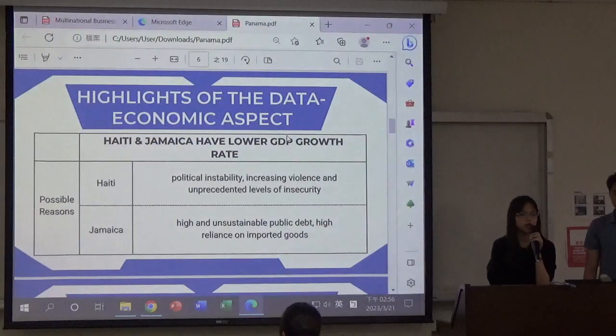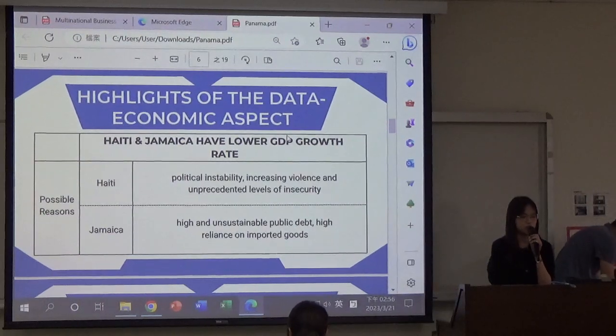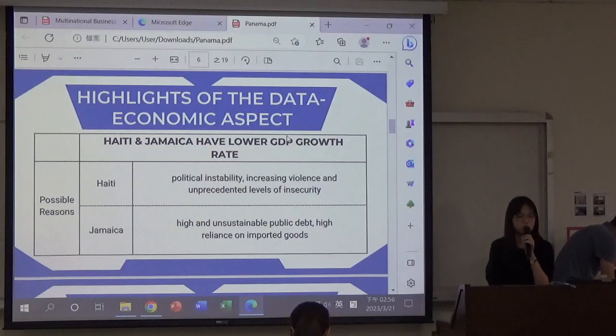So moving on to the highlights of the data, I'll begin with the economic aspect. First, we discovered that Haiti and Jamaica have lower GDP growth rates. For the possible reasons, we assume that Haiti's political instability and increasing insecurity might be the main reason. As for Jamaica, the high and unsustainable public debt and also their high reliance on imported goods might be the factors.